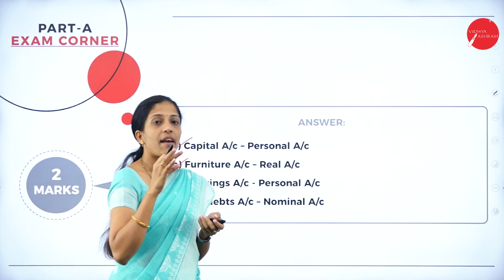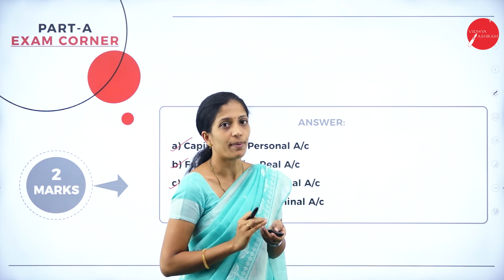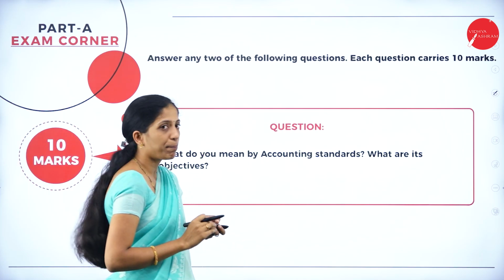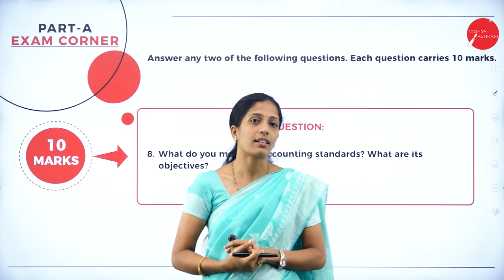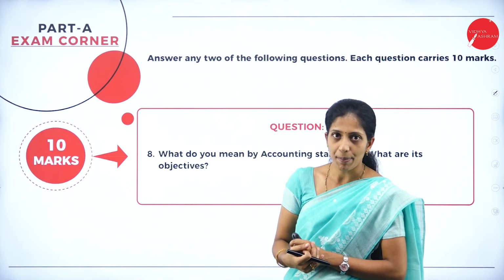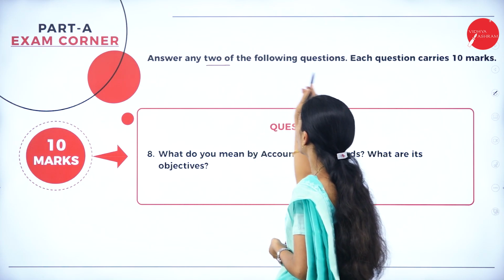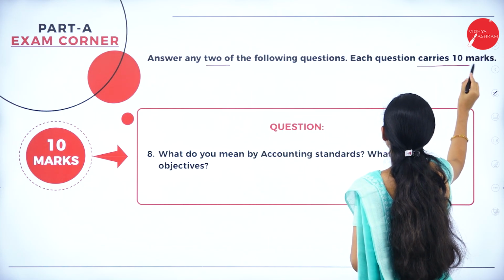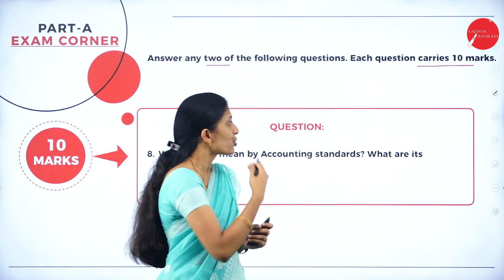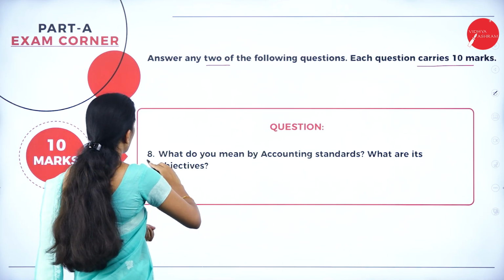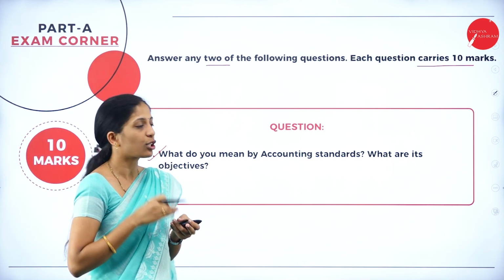These are the 7 questions they have asked in your section A for 2 marks. Now come to section B, or part B. Let us see what questions they have asked in part B for 10 marks. Answer any 2 of the following questions, each carries 10 marks. So each question carries 10 marks here. Now the 8th question. Till question 7, it is of 2 marks.